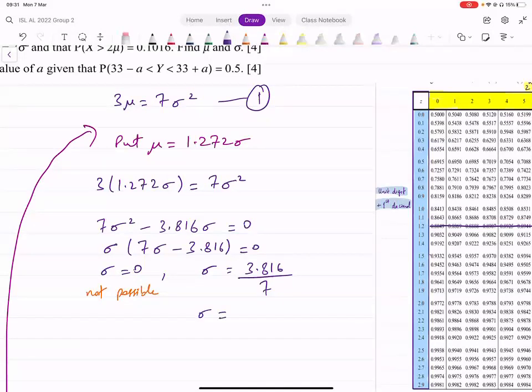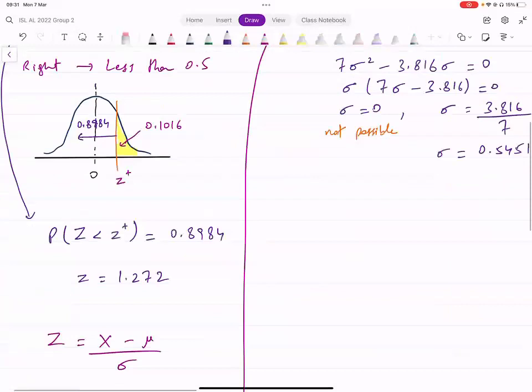Can somebody tell me what this is? 3.816 over 7. 0.54? 0.545. 51. Okay, thank you. 0.5451. That's the standard deviation that we get from this. ठीक है? That's the value of standard deviation. We put that back.